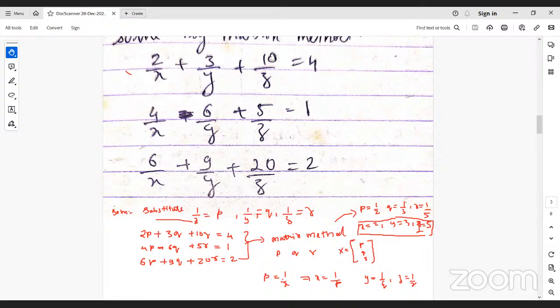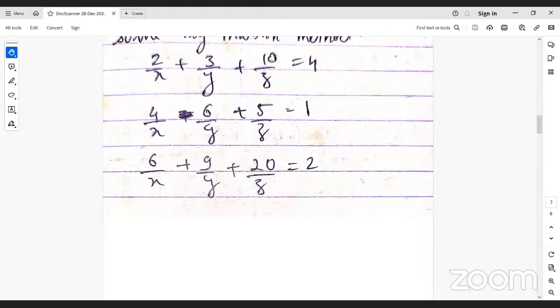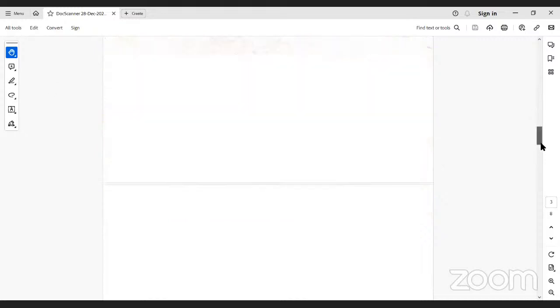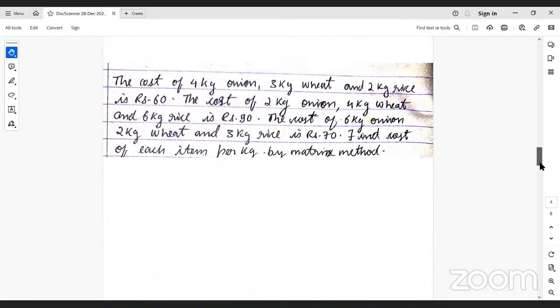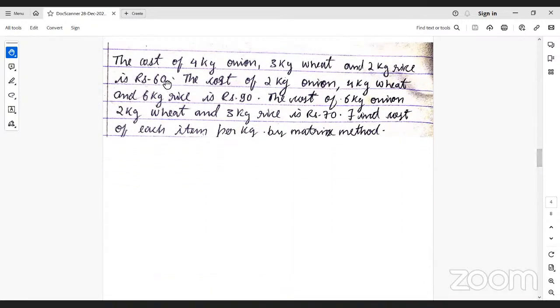The last example is a verbal type question. The cost of 4 kg onion, 3 kg wheat, and 2 kg rice is rupees 60. The cost of 2 kg onion, 4 kg wheat, and 6 kg rice is 90. The cost of 6 kg onion, 2 kg wheat, and 3 kg rice is 70. Find the cost of each item per kg by the matrix method.